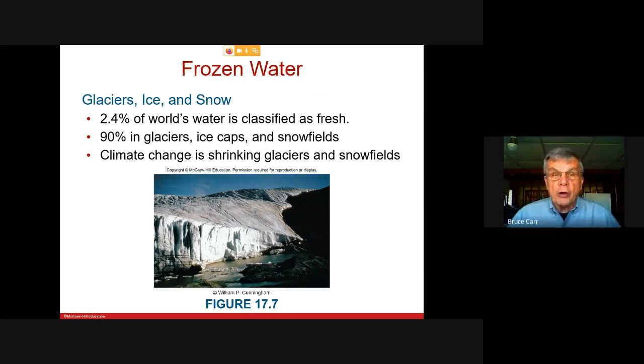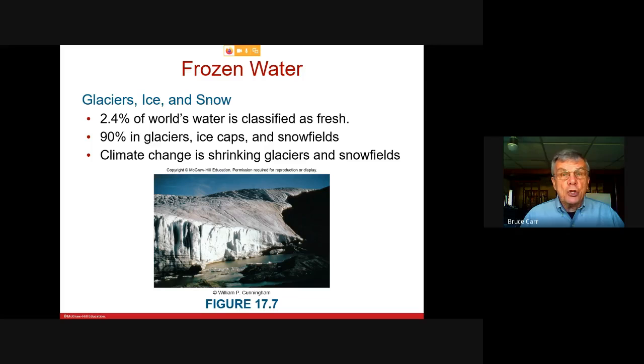So one compartment is frozen water. It's important because we live in a temperate environment. In the tropics, you hardly think of ice at all. But around the world, glaciers, ice, and snow account for 2.4% of the world's water that's classified as fresh. Now, in frozen state, it's static. Glaciers, ice caps, and snow fields hold it, and often, because these form on continental masses or on land, they hold it above the level of the liquid water, sea level.